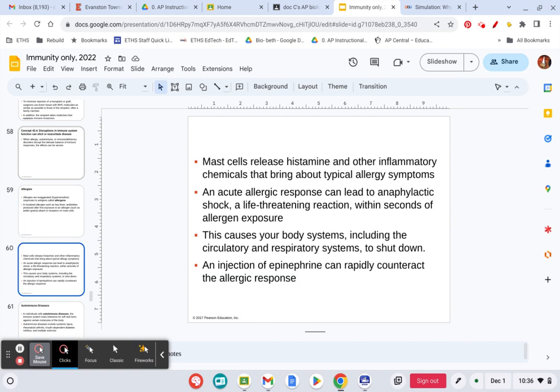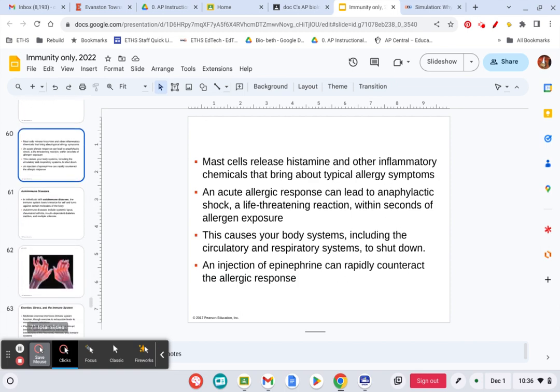So that's the bane of everyone's existence. Sometimes it can be a life-threatening one. In that case, you can use our friend, Mr. Epinephrine, which will very quickly counteract the effects of the allergic response. So some people carry EpiPens around.